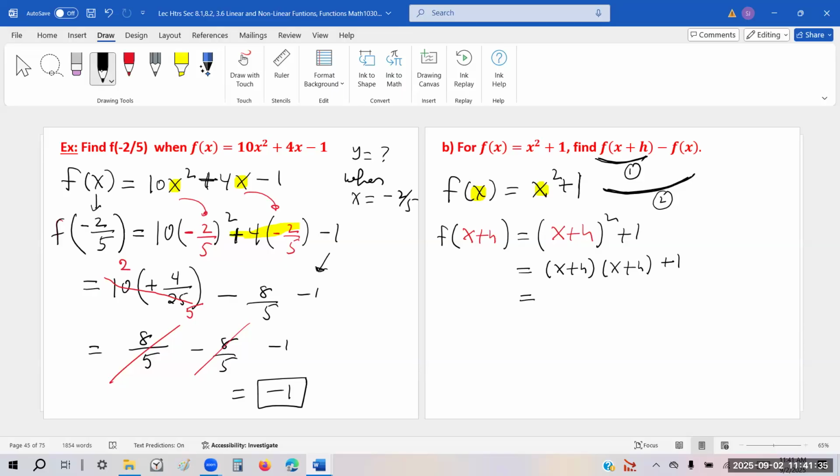So how do you multiply binomials? What do you get? x squared, and then you do xh. Let me change the color. You go the other way: another xh. And lastly, you have h squared. And then you have your plus 1.